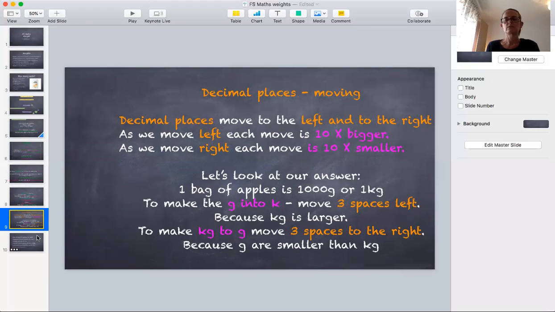Right, good. So what I hope you've learned today is how to use the multiplying by 10, hundreds and thousands rule using the zeros rule. I would really want you to be brave and write out the sum. And I want you to think about decimal places moving to the left and to the right, and that for each unit, they're going up by 10. So well done.